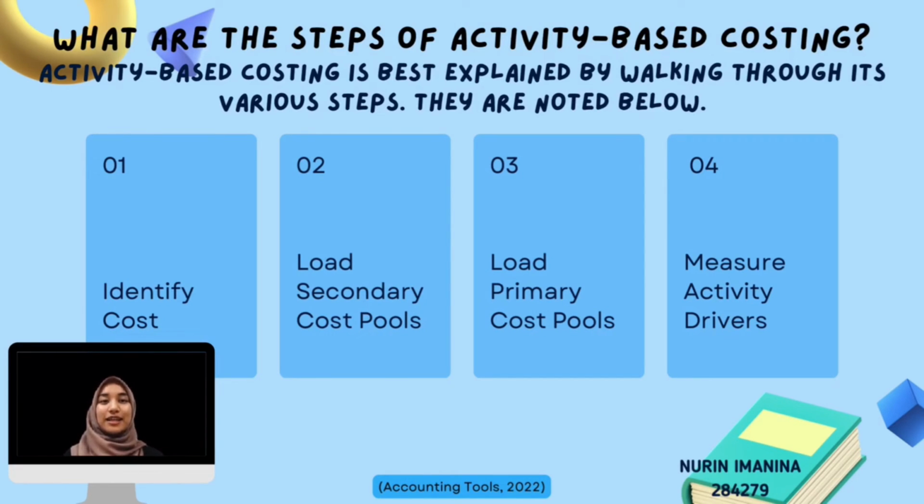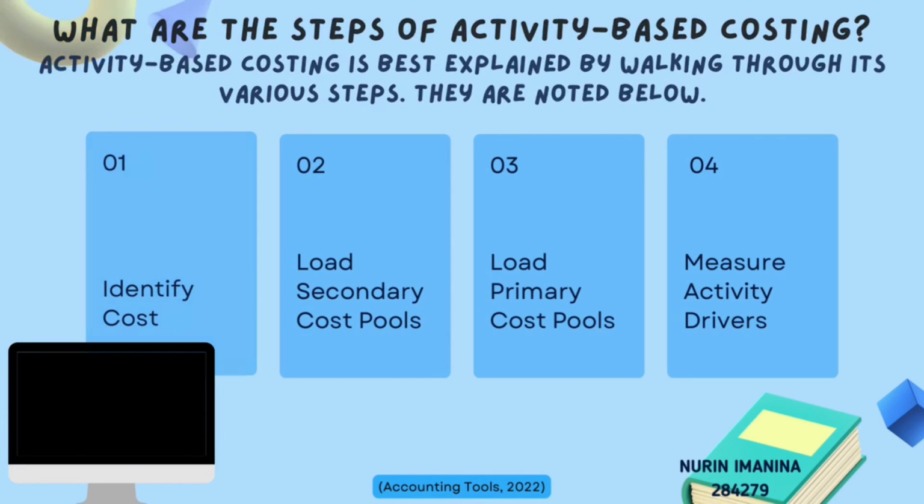Step 4. Measure activity drivers. Use a data collection system to collect information about the activity drivers that are used to allocate the cost in secondary cost pools to primary cost pools, as well as to allocate the cost in primary cost pools to cost objects. It can be expensive to accumulate activity driver information, so use activity drivers for which information is already being collected where possible. Or, if you have a choice of activity drivers, use the one for which the associated data collection cost is the lowest. Reference from Accounting Tools 2022.